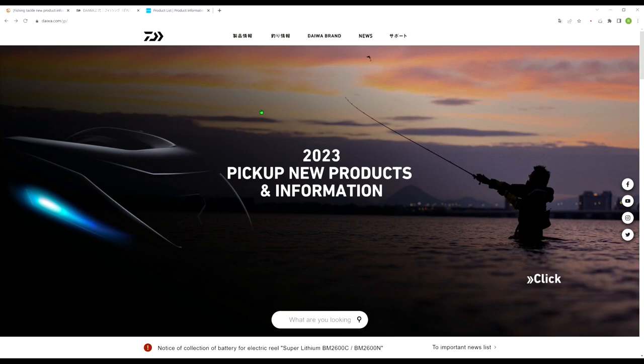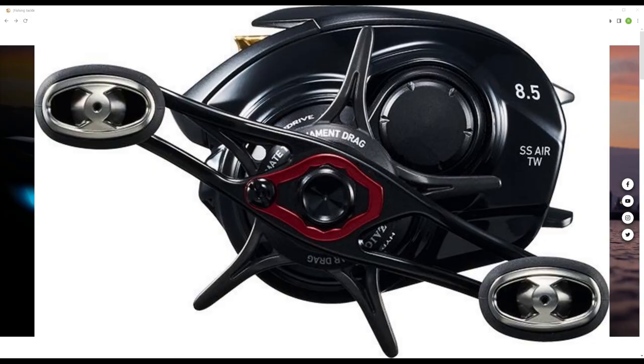Now the kicker is, this reel was not actually unveiled at any of the Japanese fishing shows. The rumor is that this reel is supposed to be unveiled in March. And that is going to be Daiwa's latest bait finesse reel, the 2023 SS Air TW. So Daiwa is resurrecting the SS Air badge.